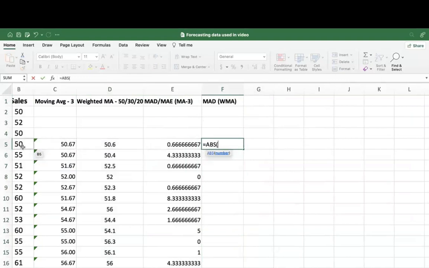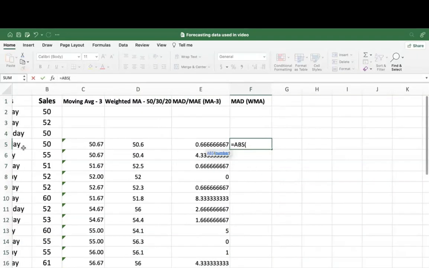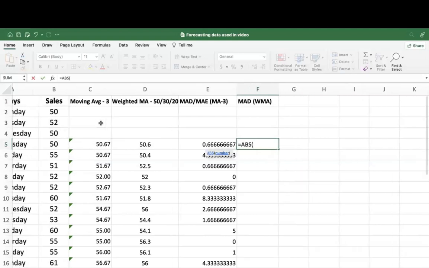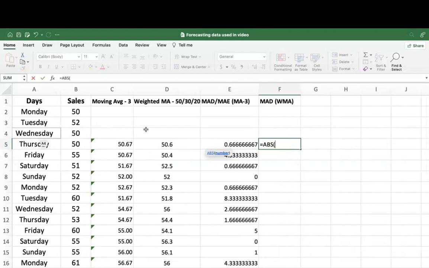And remember, we are going to start from those values that are available. We cannot start from 50 because for 50 we do not have a corresponding moving average. We do not have a weighted moving average corresponding to 50, 52, and Monday, Tuesday, and Wednesday, because we have values only available from Thursday. So this calculation should start from Thursday, is equal to absolute actual value 50 minus weighted moving average.